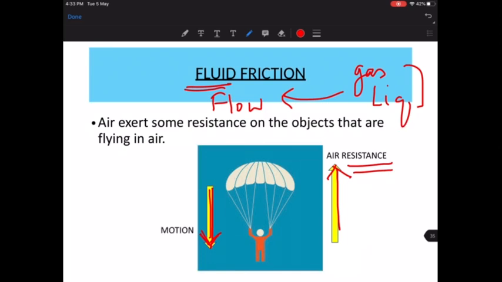I told you in the first class, what do you mean by friction? Friction is a kind of obstruction, some kind of hurdle, some kind of resistance, right? Some kind of problem which is not allowing us to actually move forward. So resistance is also the same. So here, what is obstructing the motion? If the motion is downwards, the air is obstructing the motion. So in this case, it is air resistance, also called as fluid friction.